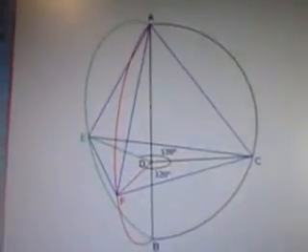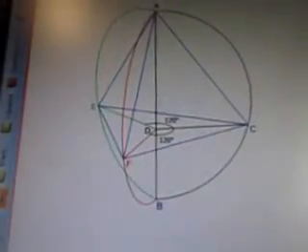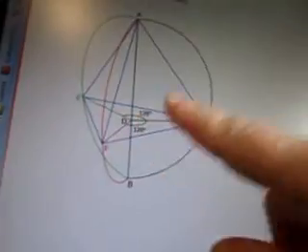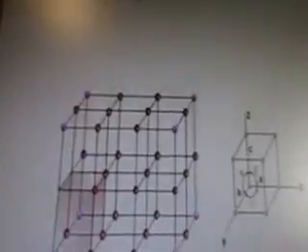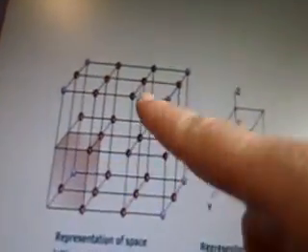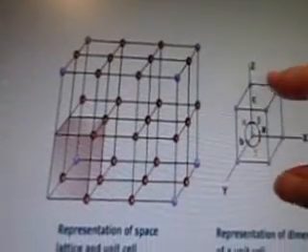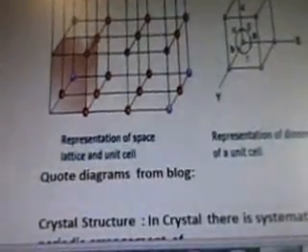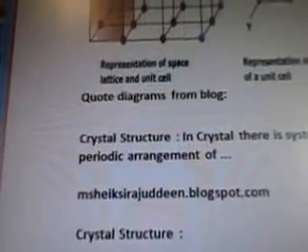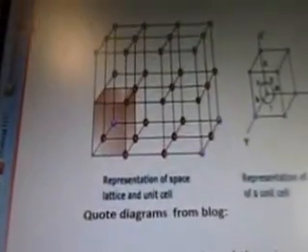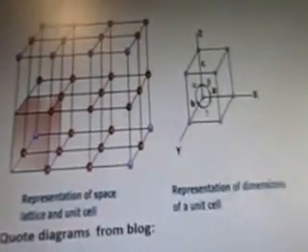Okay, so this is the shape you're going to be using with your tetrahedron. These are the math equations for it. Okay, this is the cube for the core, and this will be the circle that goes inside the core. And I'm running out of battery power already. So quotes and diagrams. This is representation of space, lattice, and unit cell. The representation of dimensions of a unit cell. Quote diagrams from blog. Crystal structure.